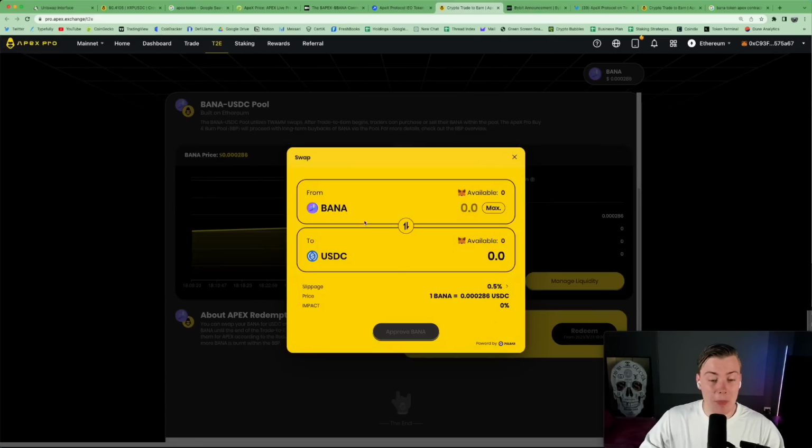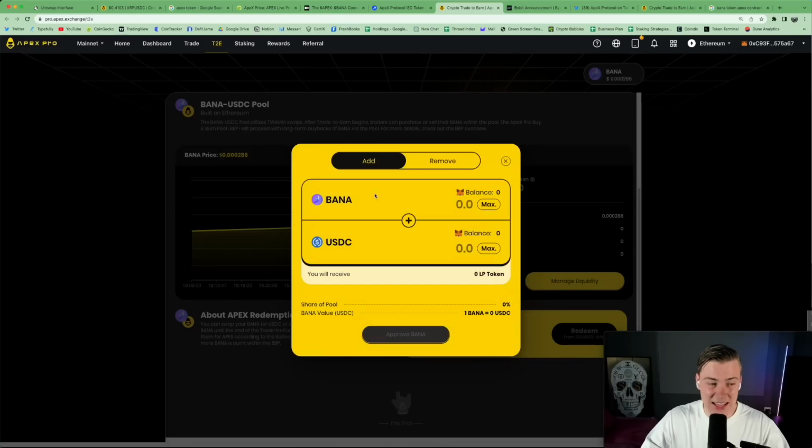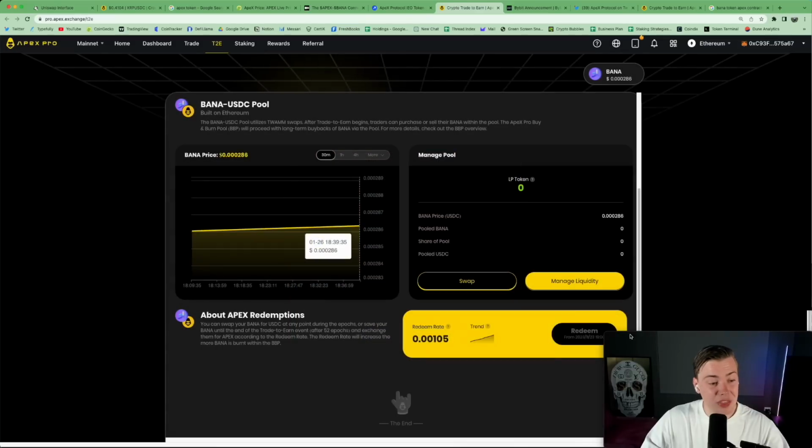pool. Then you can swap half of your BANA rewards for USDC. Once you swap them, so they're an even pairing of 50-50, you come over to manage liquidity. Then you can add an equal weighting of BANA and USD tokens together. Click approve, click confirm, and then you will have LP tokens of BANA and USDC. What this allows you to do is stake these tokens to earn yield.